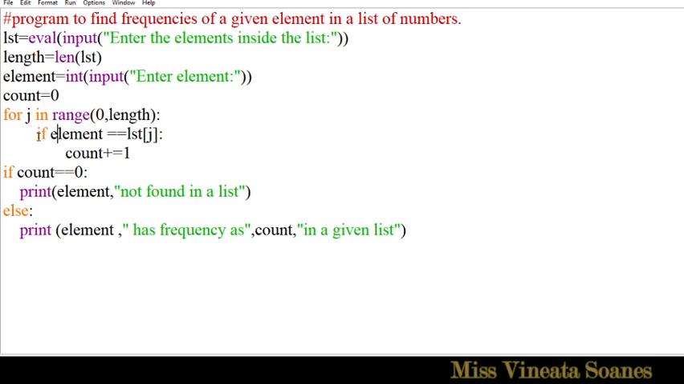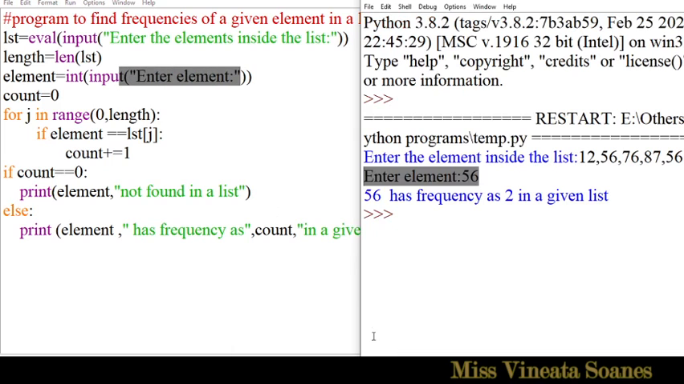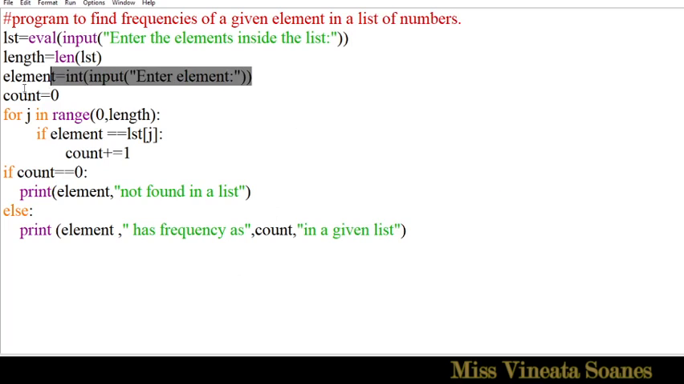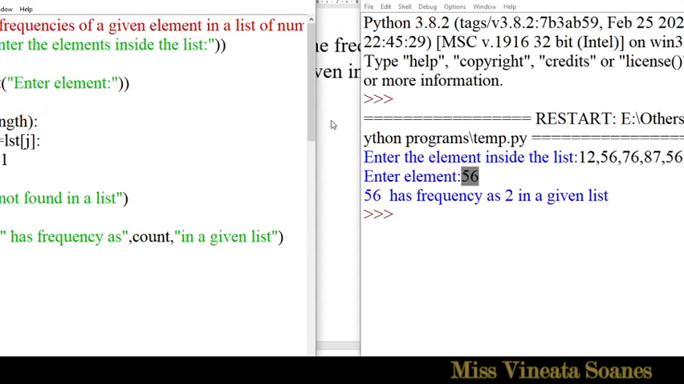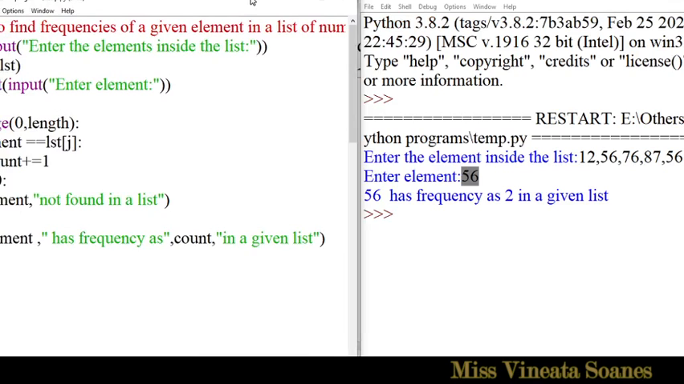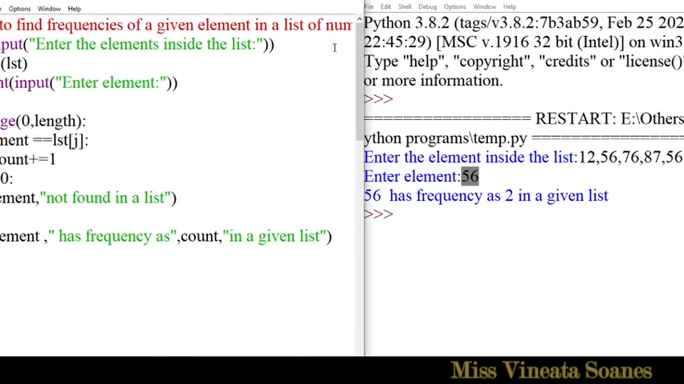Then after this, what we're doing is checking if element is equal to this j. Whatever element they have searched, like in this case I have given 56, so 56 is stored in element. Let me just reduce this so you can see both the input and the output as well.